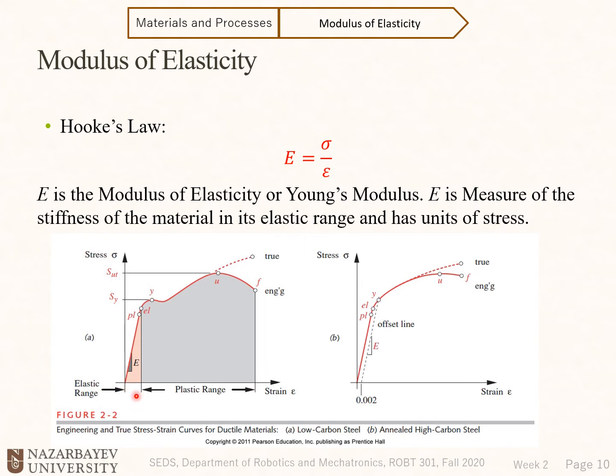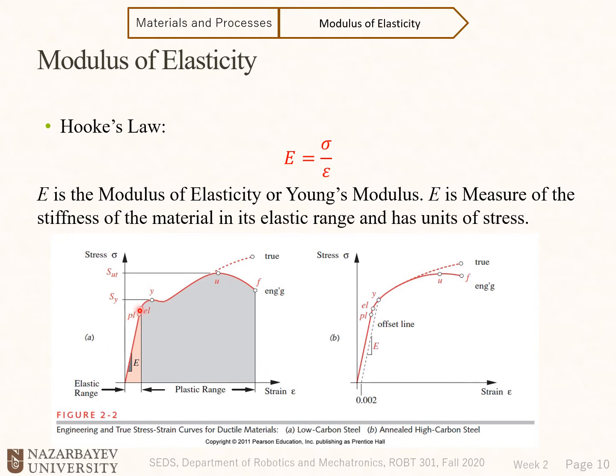Here the slope of the line will be the modulus of elasticity, or Young's modulus, the stiffness of the material. Similar to the stiffness constant of a spring, K, this is basically the spring constant of the material, or stiffness constant of the material, E.